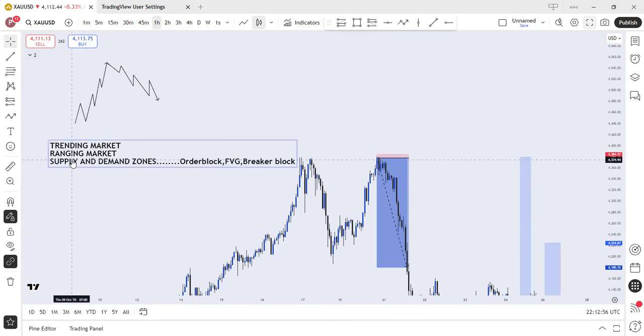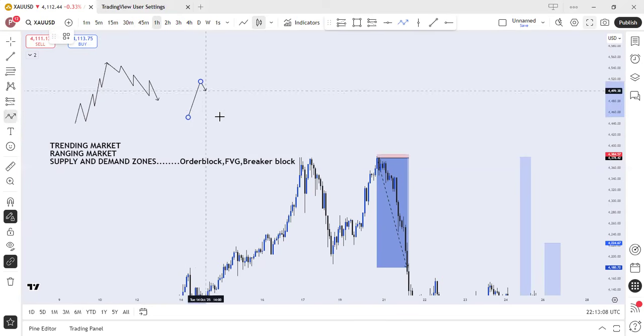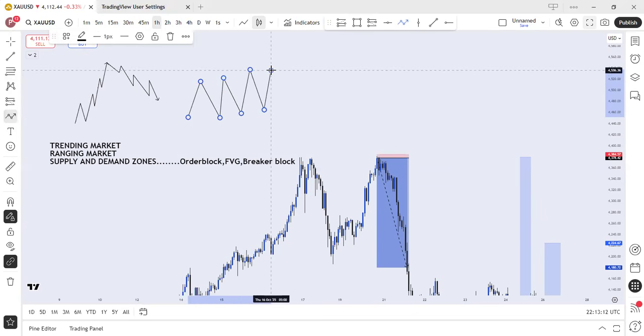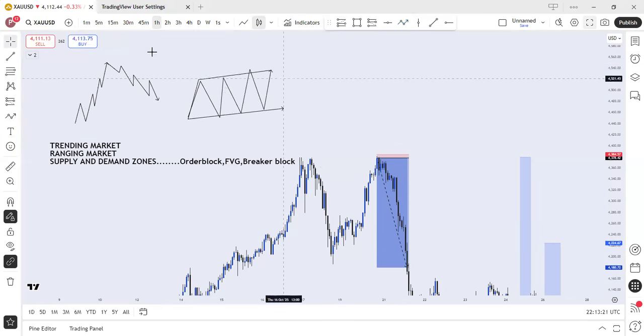And then the second one that you need to consider is your ranging market. At certain pairs or at certain assets, price might not give you a trending market, but at a particular instance, price might be giving you a ranging market. Some people also call it the accumulation market, right? Price can give you a trending market or a ranging market, right?